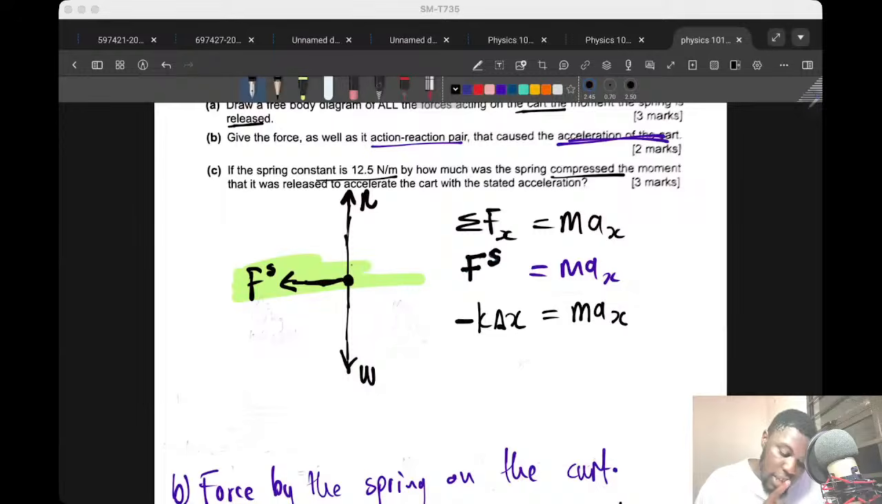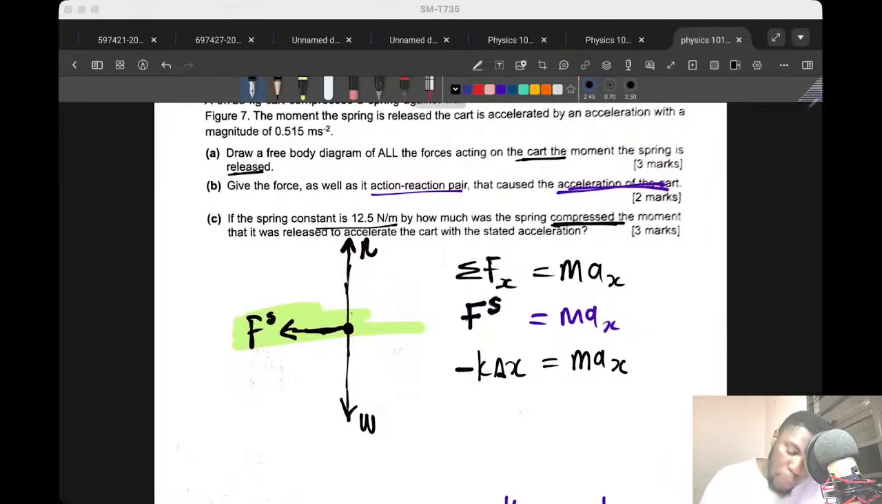Here we want to find out the change. They said, by how much was the spring compressed? We must get a negative value for delta X. And they say the spring constant is this.